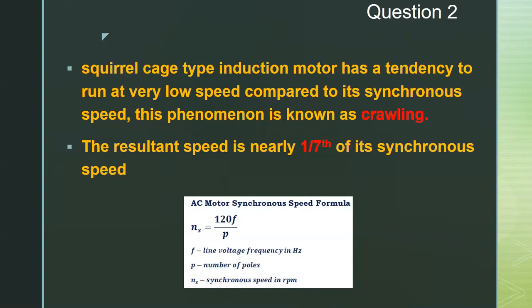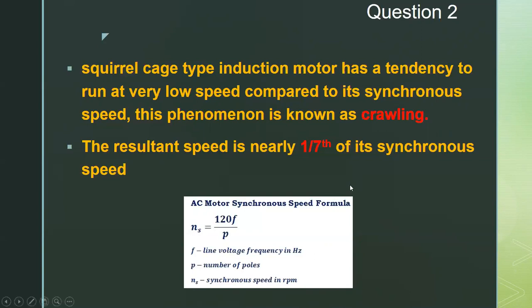Along with the actual magnetic field, some harmonic flux will also be there. The harmonic flux speed will be different. Normally it is 1/7 or 1/5 of the synchronous speed. The actual speed, for example, is 1500 rpm, and another harmonic flux will be there whose speed will be 1/7 of the synchronous speed.